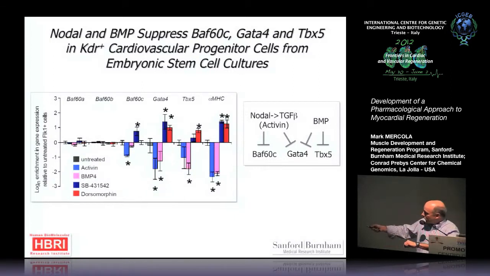If you treat cells with activin or BMP, or inhibitors of that process, not the chemical I told you about, ITD, but the commercial version that blocks both nodal and TGF-beta, or a BMP inhibitor, well, you can find, if you look at these graphs, that nodal TGF-beta block BAF60 and GATA4, and BMP blocks GATA4 and TBOX5, giving you the beginning of a cardiogenic signaling hierarchy.